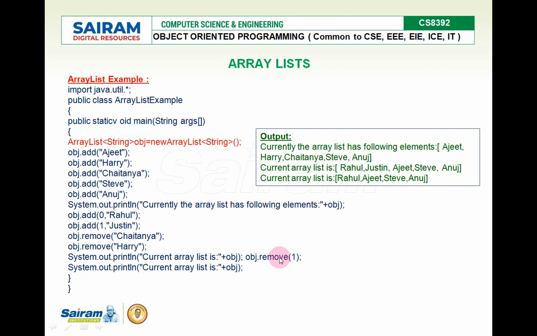It is going to be deleting the first index element, which means the second one, that is Justin, was removed. So after Justin was removed, the current array list is Rahul, Ajit, Steve, and Anuj. So this is the simple example of creation of an array list, adding the array elements, adding the array elements at the desired location, and deleting the array elements from the array. That is the array list example.